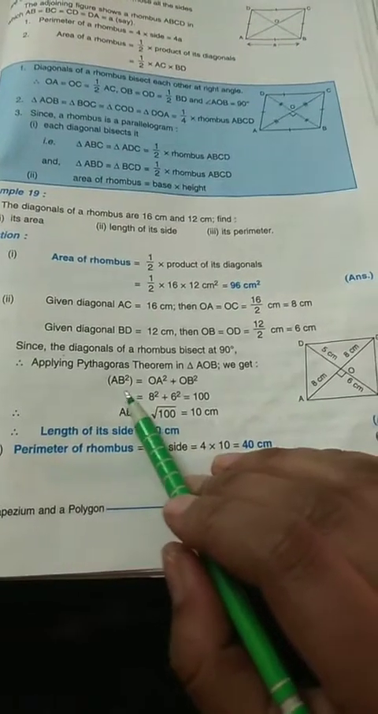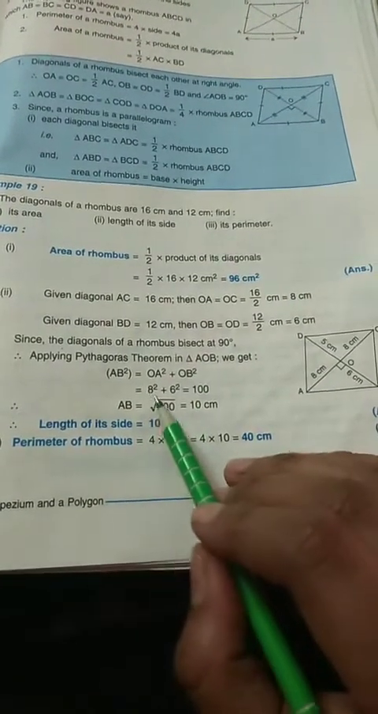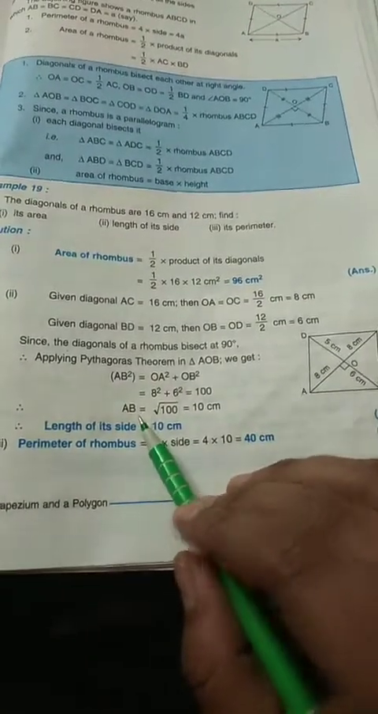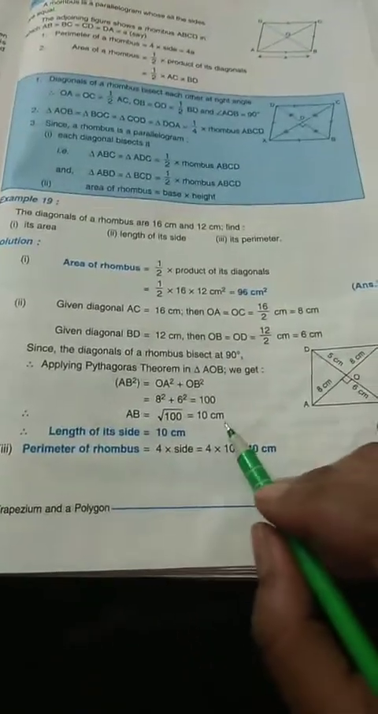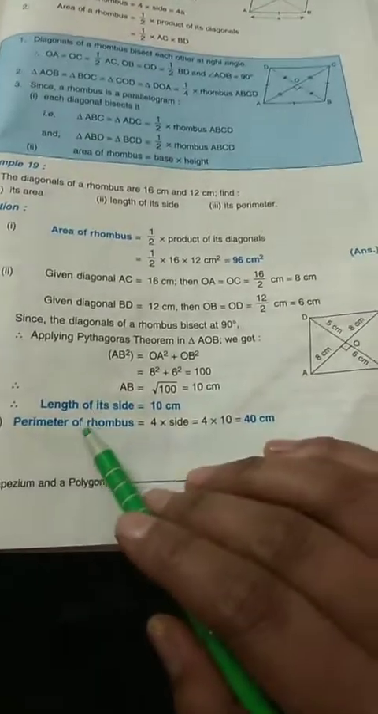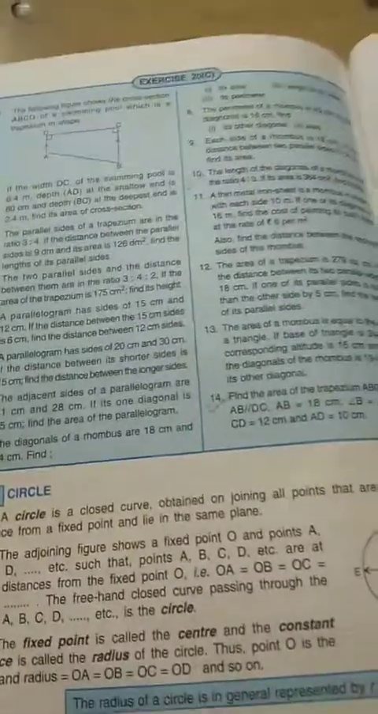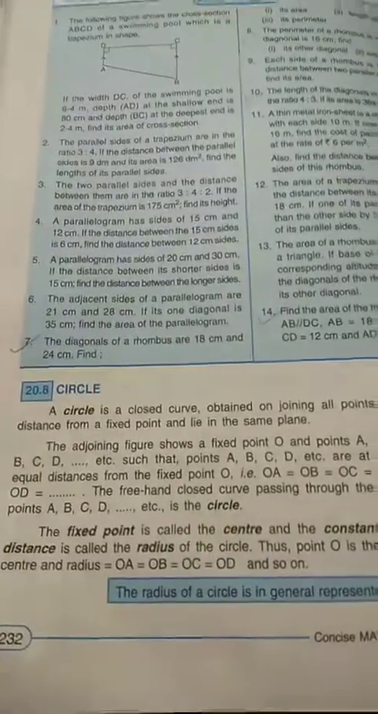Applying Pythagoras theorem, hypotenuse square is equal to the sum of the squares of the two sides. So it is 8 square plus 6 square, that is 100. So finally you will get the value of AB, that is this one. The value of AB will be 10, and once you get one side, you can find the perimeter by 4 into side, that is 4 into 10, that is 40. So this way we do the questions of the exercises. I'll give you some solved questions of the exercise, and some questions will be given to you as assignments. In the next part of the video, we'll deal with the last topic, that is circle.